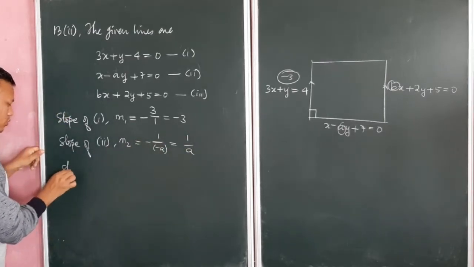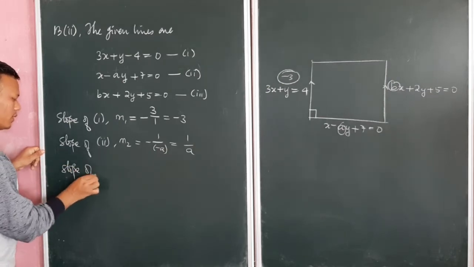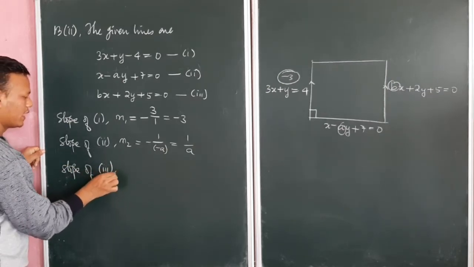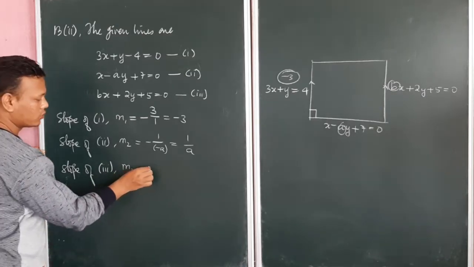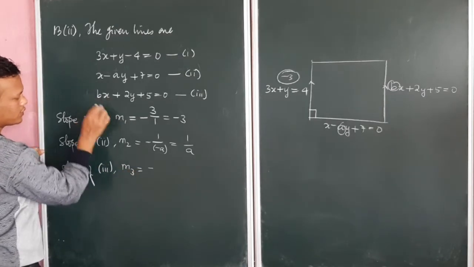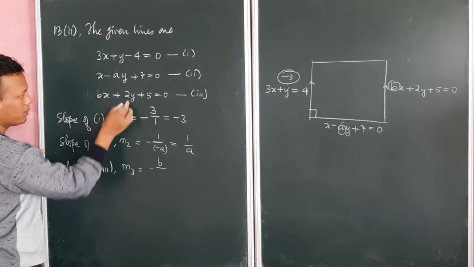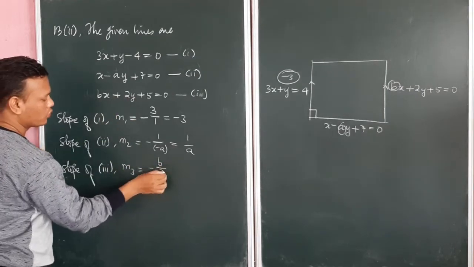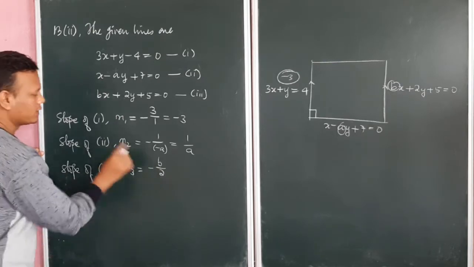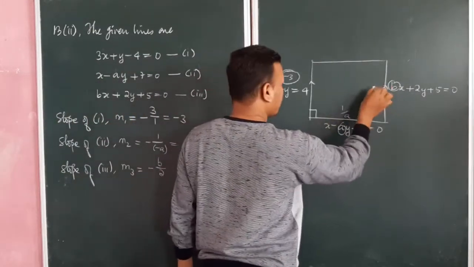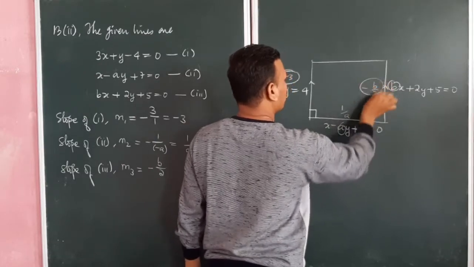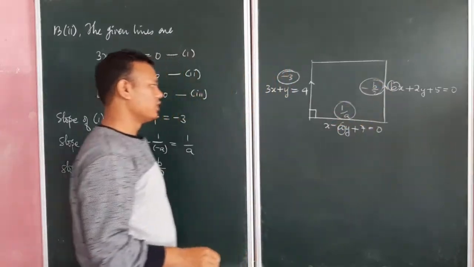Similarly, the slope of 3, let me call this m3, will be equal to how much? It will be equal to minus a by b. A here is b, by b, and b is equal to 2. So my slope turns out to be minus b by 2. So for this it is 1 by a, and for this we have minus b by 2. So you need to remember these three things.